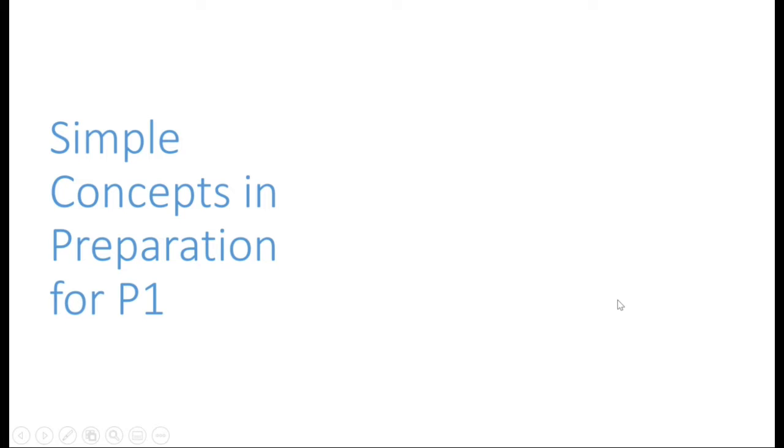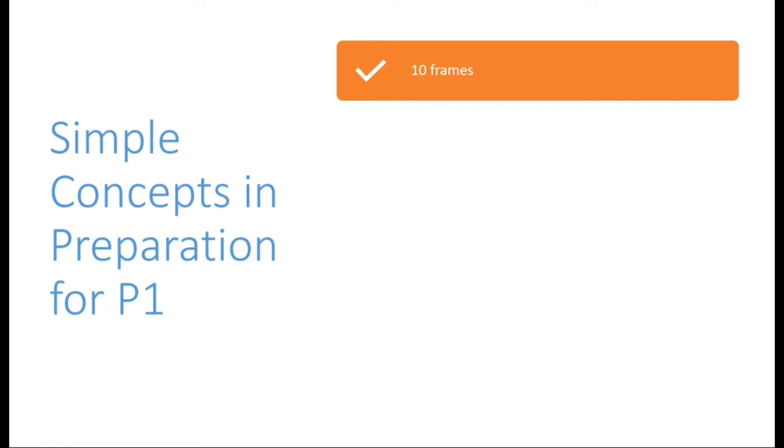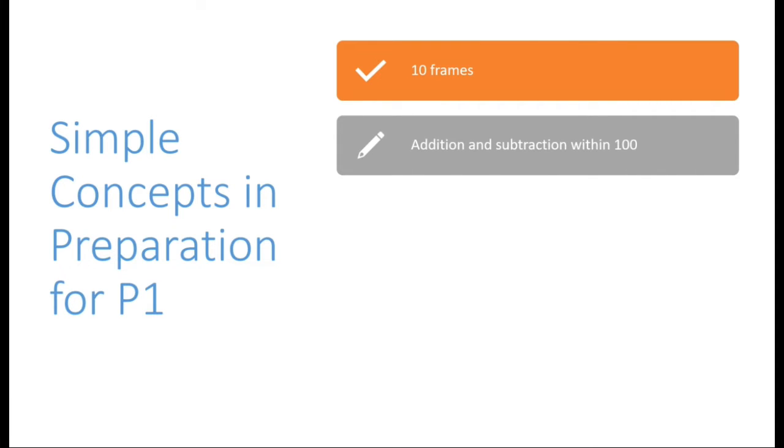Next on, we will be talking about some of the simple concepts that you can do in preparation for Primary 1. And firstly, 10 frames. 10 frames is a very important basic skill that your child needs to master in order to do addition and subtraction with ease. So this is going to be very much applicable when you're doing addition and subtraction within 100 too. So if your child is still not so strong in 10 frames or still not so familiar with it, you might want to do a simple revision or a recap with them on the 10 frames.